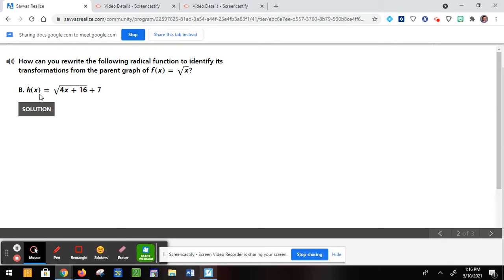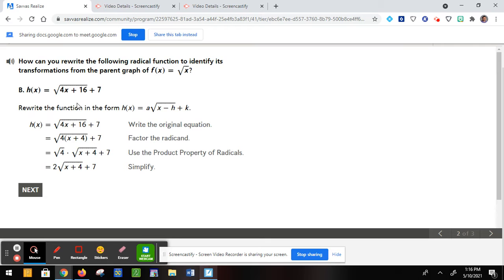For part B here, first thing I would do is take 4x plus 16, factor a GCF of 4. That 4 is a perfect square, so you can take a square root of 4 and it comes out as 2. So your a value is 2.